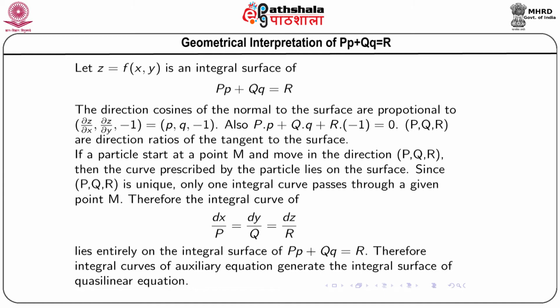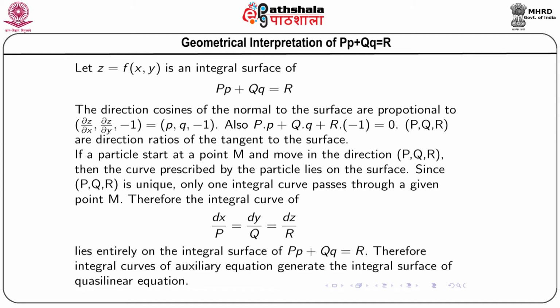Now, if we observe this small p, small q, minus 1, this is the direction cosines of the normal to the surface. Therefore, this capital P, capital Q, capital R represent the direction ratios of some straight line which is perpendicular to the normal to the surface, to the integral surface of the quasi-linear equation. Therefore, the straight line having direction ratios P, Q, R represent the tangent to the given surface.